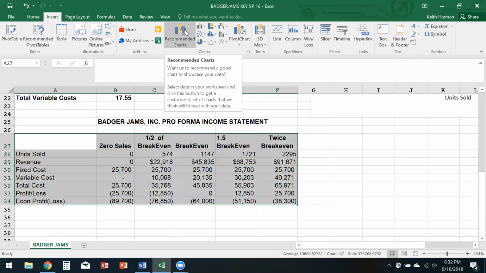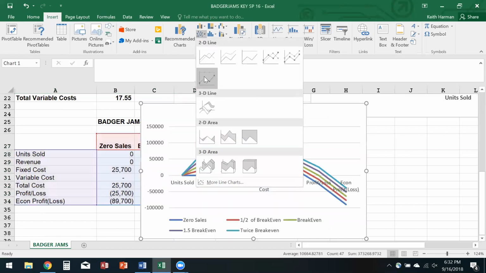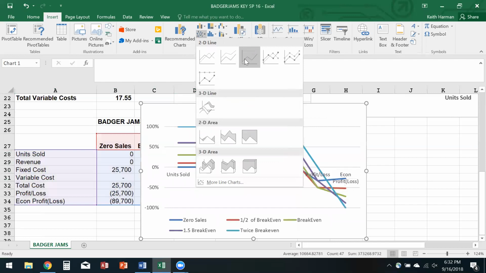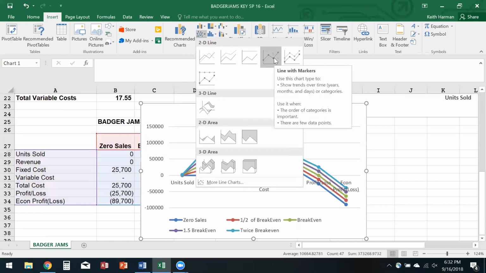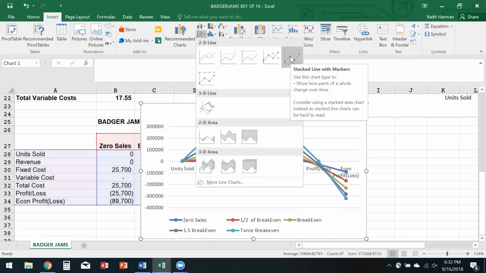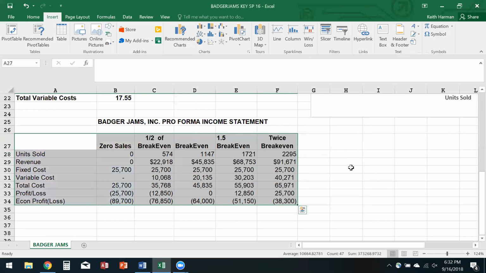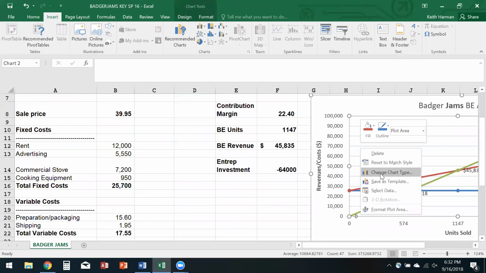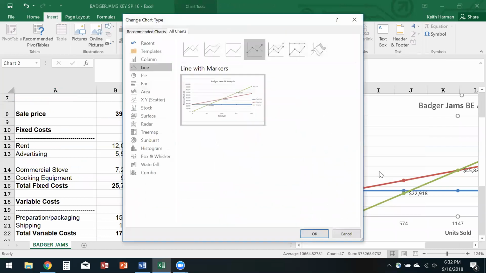I'll find this over here, and then some recommended charts. And they say you can do this. And they'll give us some pictures of these. I'm going to come back over here for a moment and look at this chart and see what kind of chart it is, and change the chart type. And they use it as a line.